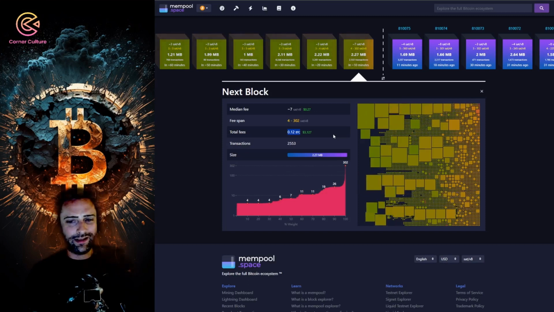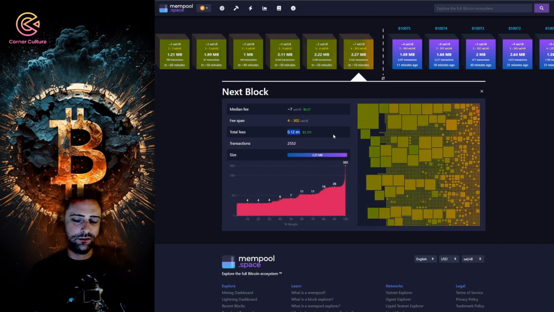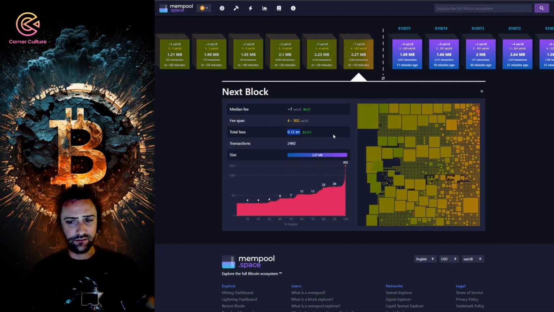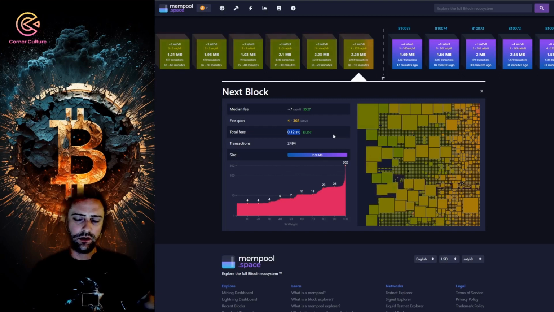But we've already got tons and tons of layer 2 solutions out there. We've got tons of them. Lightning is the most prominent one. It's, I believe, the most scalable one. It works. I've never had a problem with it. I've been using it consistently for over a year. Well, just under a year now.